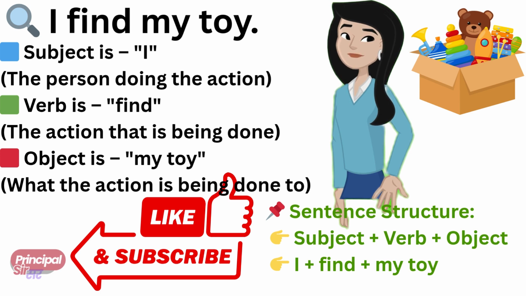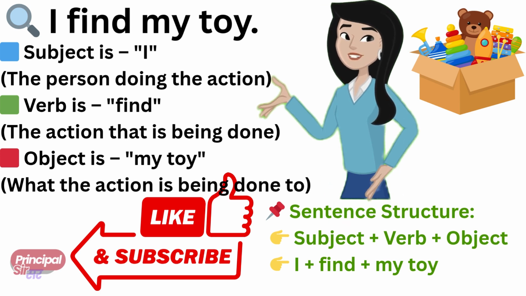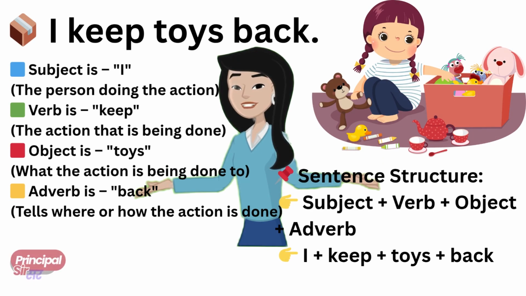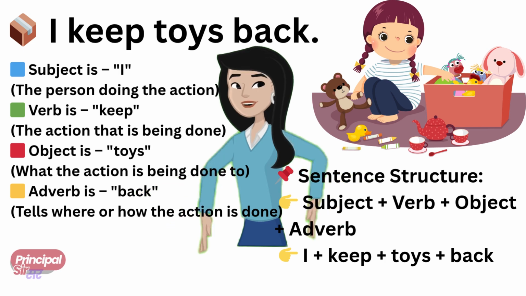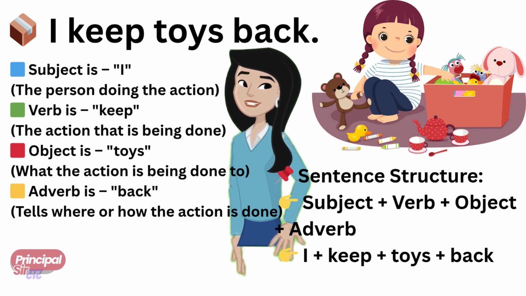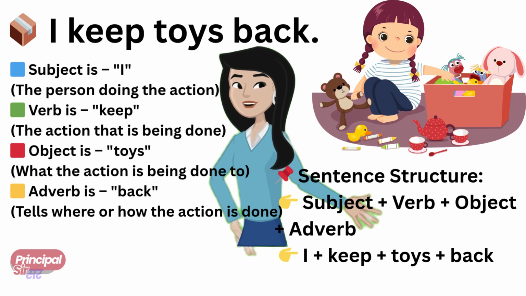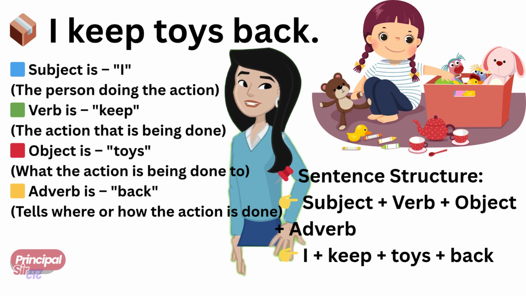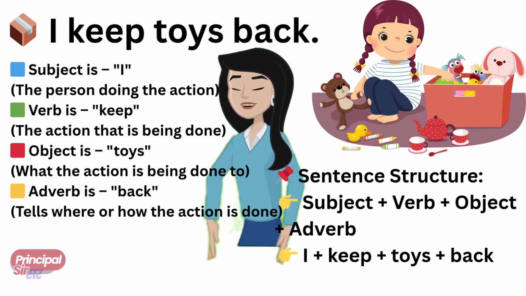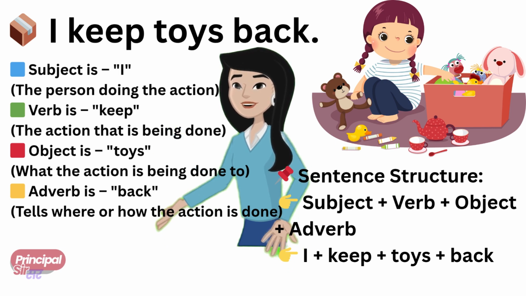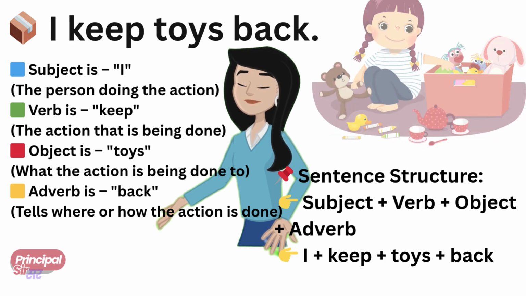So when we say, I find my toy, we are using subject plus verb plus object. I plus find plus my toy. Next example sentence: I keep toys back. Subject is I, the person doing the action. Verb is keep, the action that is being done. Object is toys, what the action is being done to. Adverb is back, tells where or how the action is done. Sentence structure: subject plus verb plus object plus adverb. I plus keep plus toys plus back.